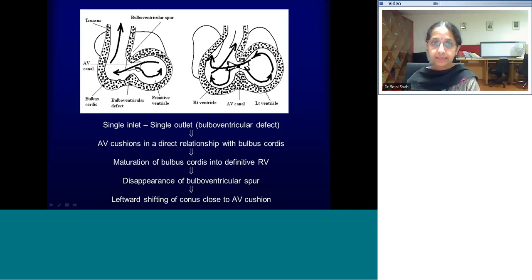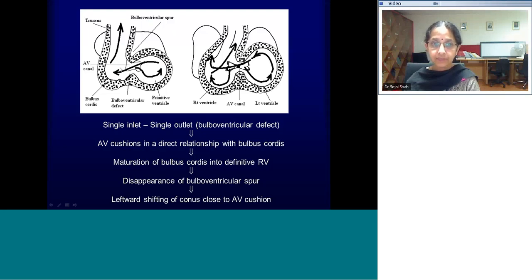The next is the most important understanding of cardiac embryology, which is the bulboventricular spur and the bulboventricular foramen. So what happens is initially we have a single inlet and a single outlet. As we can see here, the streaming happens from a common atrioventricular orifice to a common ventricular outlet. So this is the bulboventricular foramen.